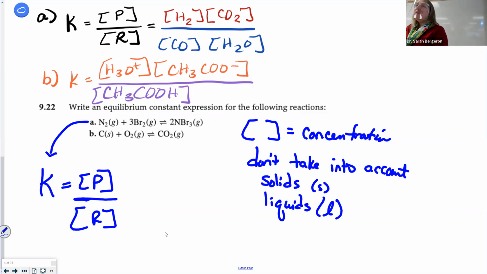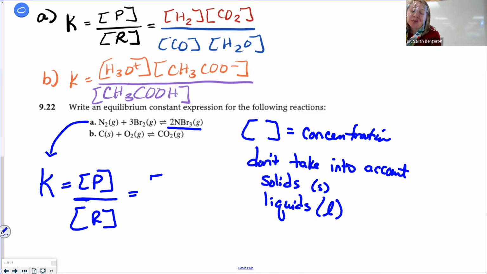So when I evaluate a chemical equation, I look for my solids and I look for my liquids and I cross them out. So in A, do I have any solids or liquids? No, so I'm going to include them all. So if I want to know my equilibrium expression for A, I need to put my products on top. So here are my products. Everything on the right side of the arrow is a product.